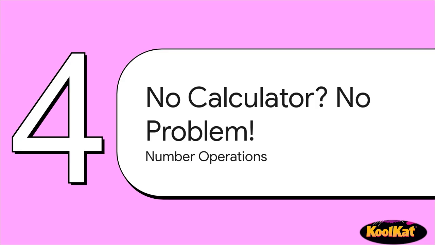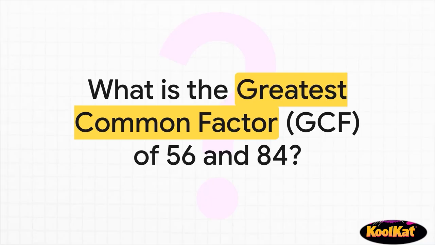Okay, let's tackle the part of the test that usually gives people the most anxiety, the no calculator section. But I want you to think of this as a good thing. It means the questions are specifically designed to be solvable with basic mental math and, of course, a good strategy. Here's a perfect example. We need the greatest common factor, or GCF. Now that sounds really technical, but it's just a fancy way of asking, what's the biggest possible number that divides evenly into both 56 and 84?